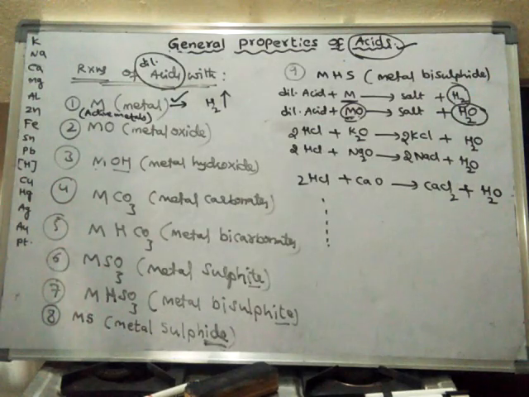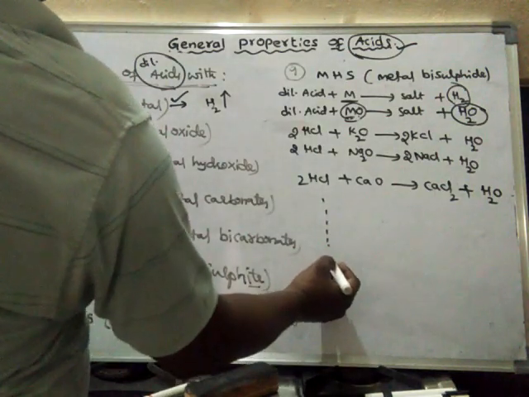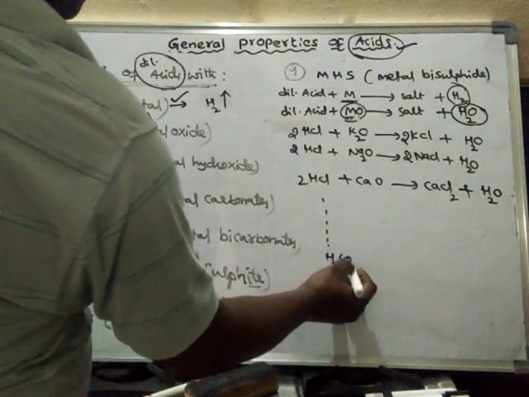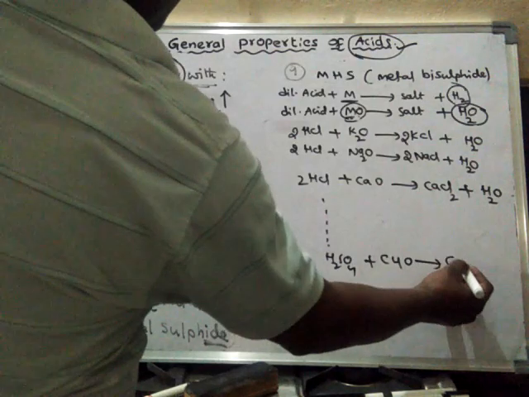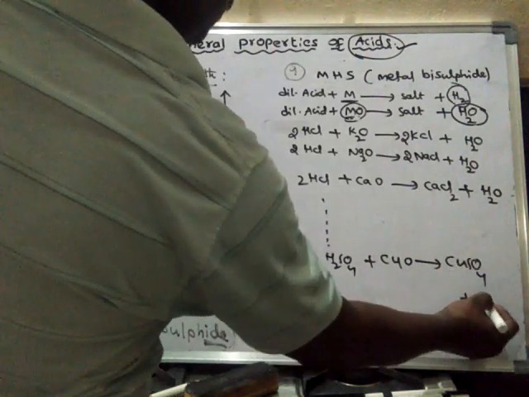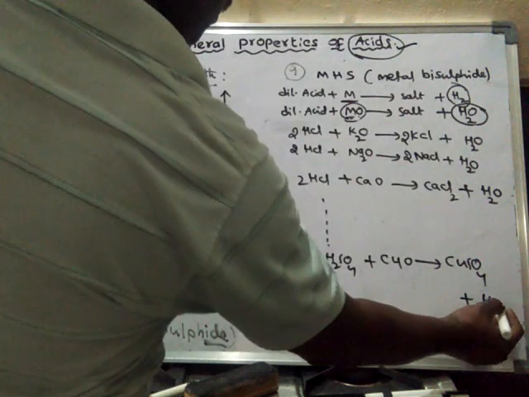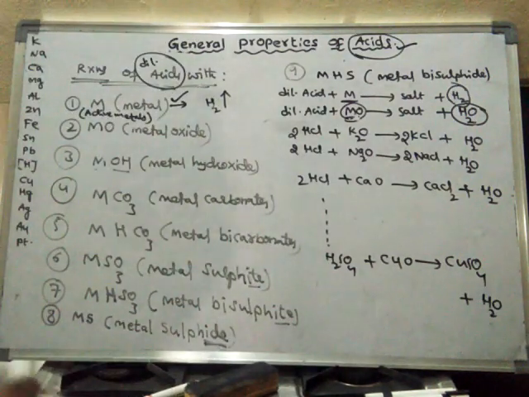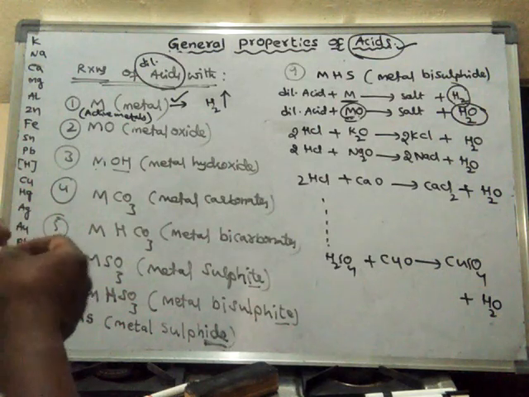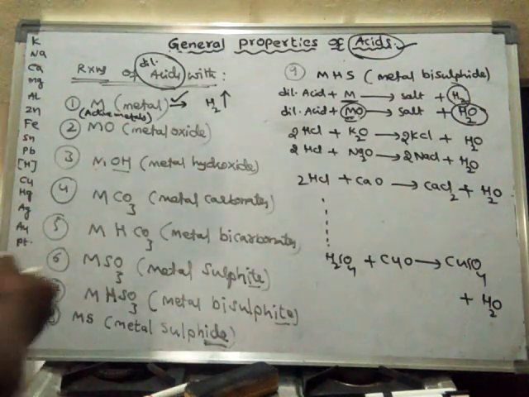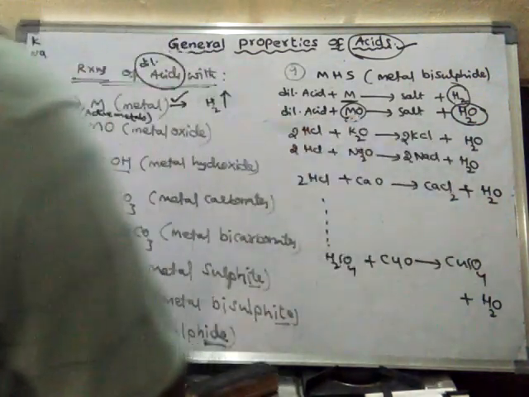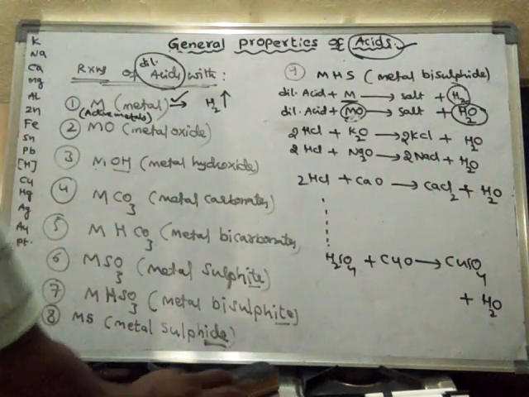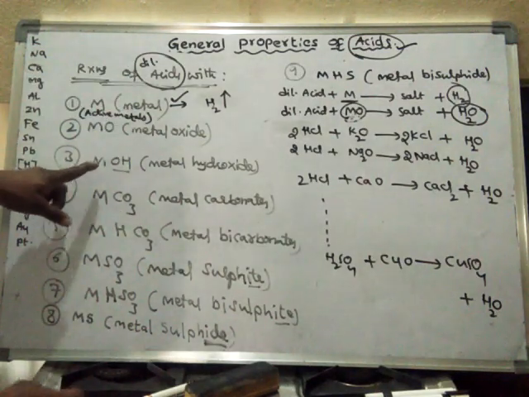Down the metal activity series, suppose we take copper oxide and sulfuric acid, or HCl, anything. Copper oxide forms copper sulfate, and water is formed. In this way, dilute acids, when reacted with metal oxides, form salt and water.